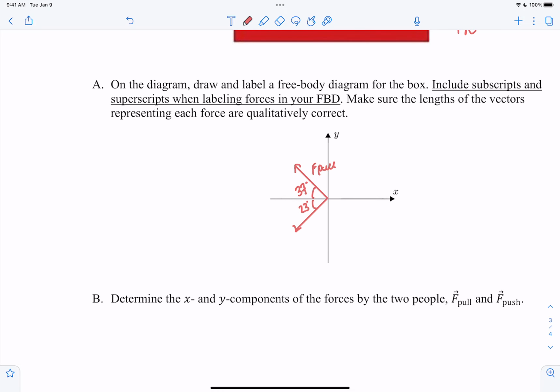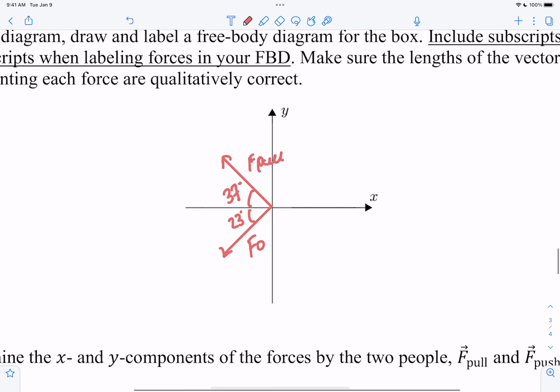Oh, you can't see my writing? Okay, let me stop sharing and re-share here. Okay, is that better? This is F push.